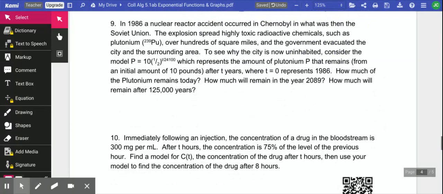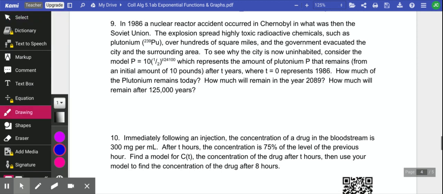All right, so in 1986, there was a nuclear accident in Chernobyl. You should have probably heard about it before. It was in the Soviet Union, which is now Russia. So it spread highly toxic radioactive chemicals, primarily plutonium-239, over hundreds of square miles. The area was evacuated. It's still not inhabited to this day. So this is the model that represents the amount of plutonium that remains. There was originally 10 pounds. So we want to know how much plutonium is there today.